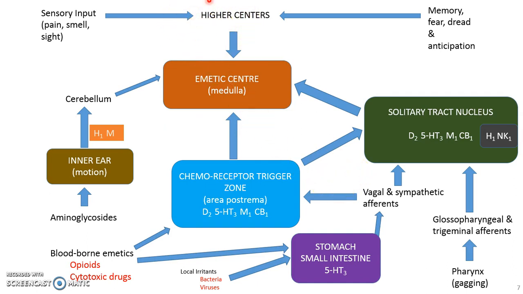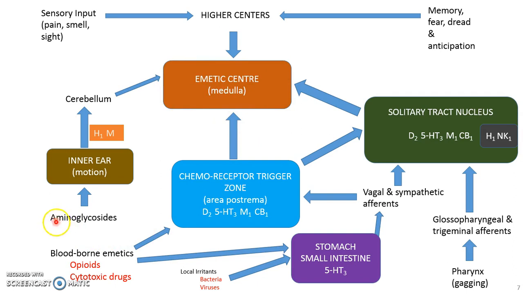So we have the higher centers. This is adapted from Goodman and Gilman. So you get sensory input such as pain, smell, and sight. You see something, you feel pain, you smell something bad, so it triggers the higher centers, and also your memory of certain things, your feeling of fear and dread and anticipation can also trigger the higher centers. And from the higher centers, it can trigger the emetic center in the medulla, or the vomiting center in the medulla, which can lead to vomiting.